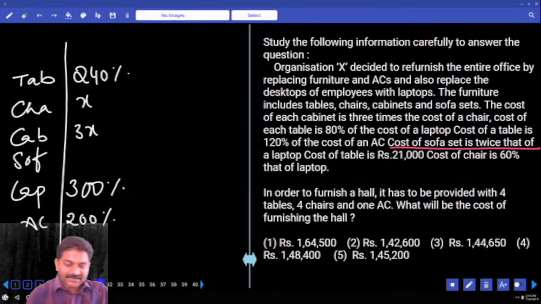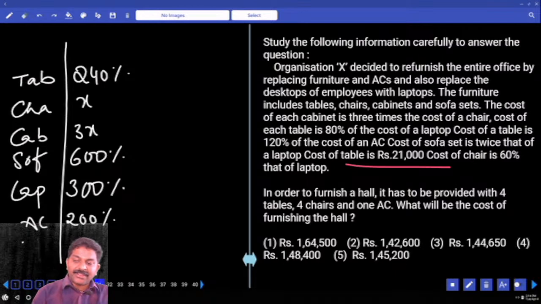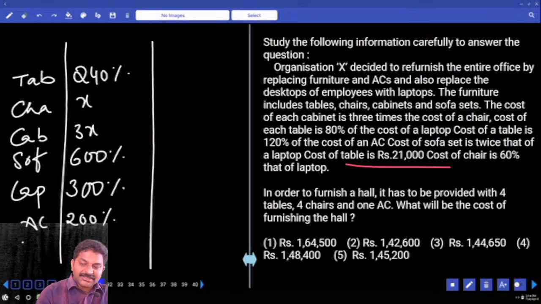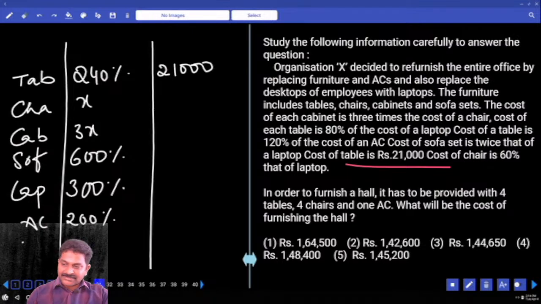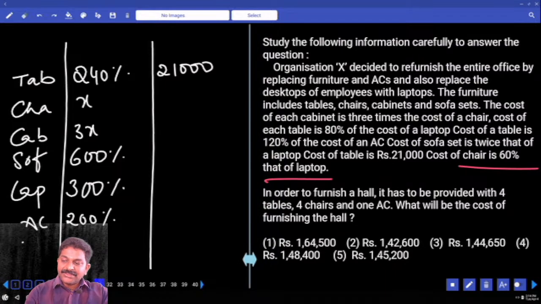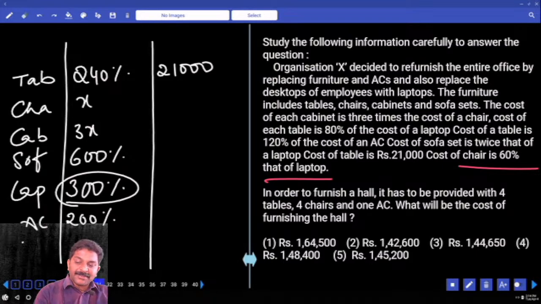The cost of sofa set, we also have sofa set here, is twice that of laptop. Twice that of laptop. What is laptop cost? 300. 2 times of it? Okay. Next. Cost of the table is 21,000. Table cost is 21,000, which in terms of percentage, we know that it is 240%. The cost of the chair is 60% of the laptop. If you know laptop price, 60% of that is going to be chair cost. Okay, right.